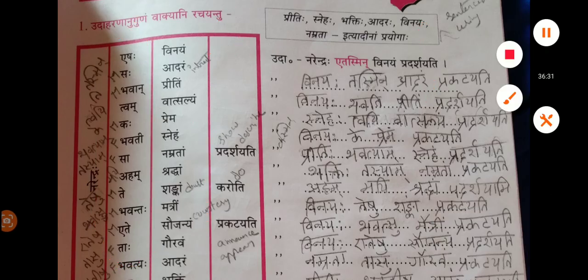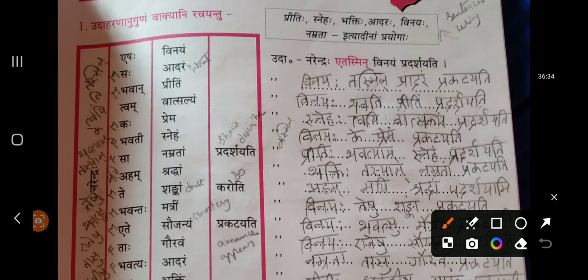I'll give you one example. Give me a minute. See here. Vinayaha ke premam prakatayati. Vinayaha, this guy, what he did? Kaha, I picked this kaha. Kaha means that person. Kaha, whose? Premam means love. Prakatayati, expressed. Vinay expressed love on someone.